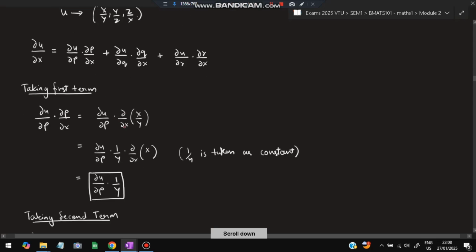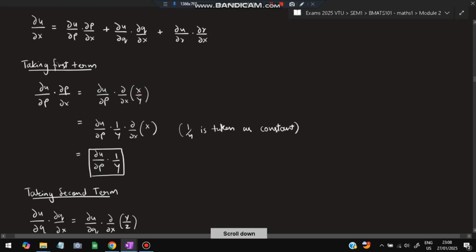So we'll substitute d by dx into x by y. This is not normal differentiation, this is partial differentiation. In partial differentiation, any variable except x will be taken as constant. So here y is constant. If we separate it, it will become 1 by y, which is taken as constant. When you differentiate, constants are taken out, right? Same as normal differentiation, only x is the variable. So del by del x of x is equal to 1, so it will just remain 1 by y into du by dp. This was the first term.